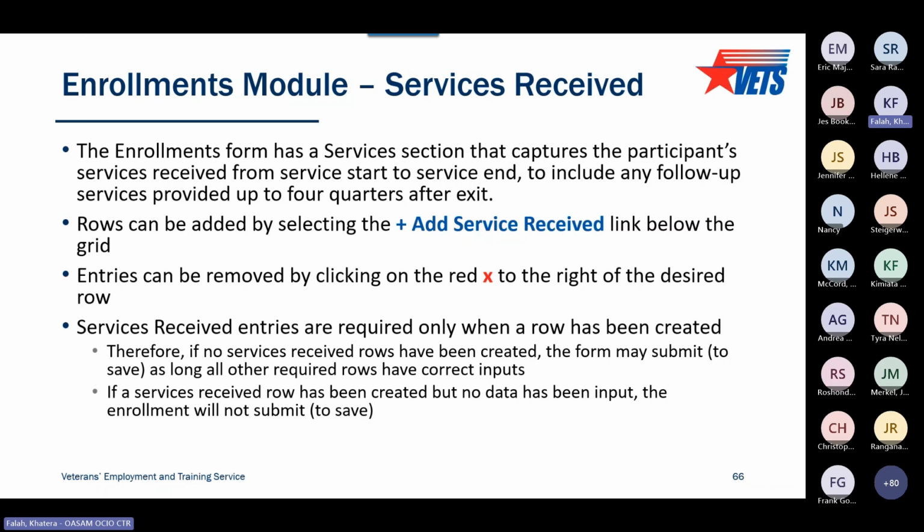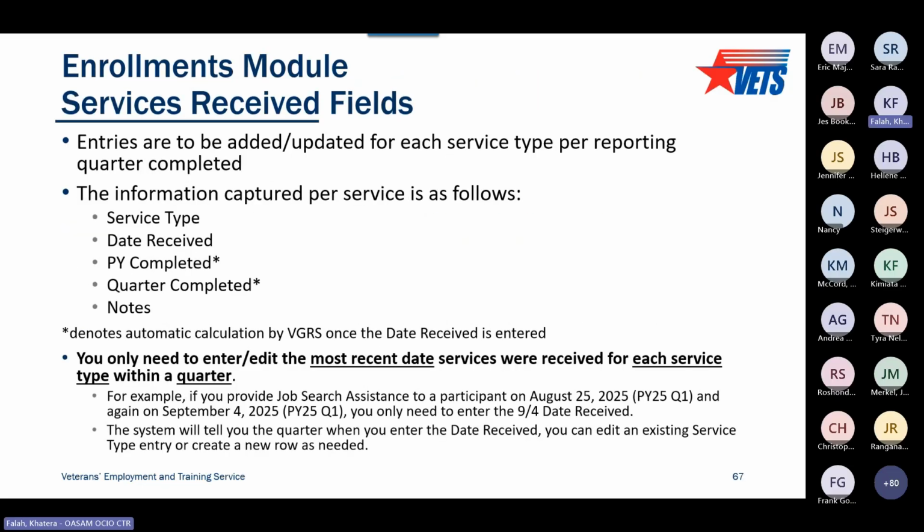Services received entries are required only when a row has been created. Therefore, if no services received rows have been created, the form may submit to save as long as all other required rows have correct inputs. If a services received row has been created but no data has been input, the enrollment will not submit to save. And then we have the associated fields with the services received section.